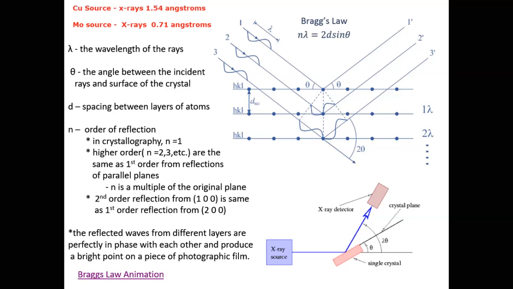So when these waves interfere constructively, you get a resulting diffracted X-ray, and the image, or these spots, show up on an X-ray detector, which in the early days was a photographic plate. Now I want to show this one last video involving a Bragg's law animation so you can see how it works.